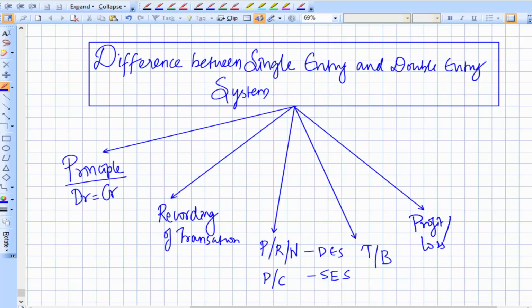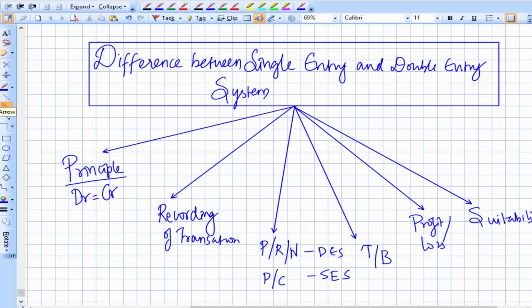The next difference is with regard to suitability. If you take double entry, it is suitable for all kinds of business, whereas single entry is suitable only for small traders.